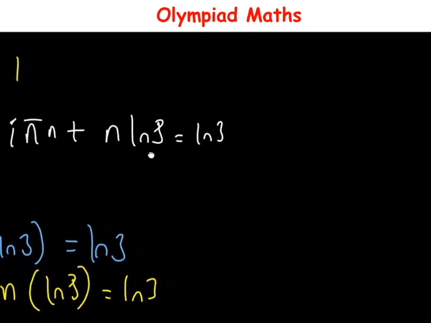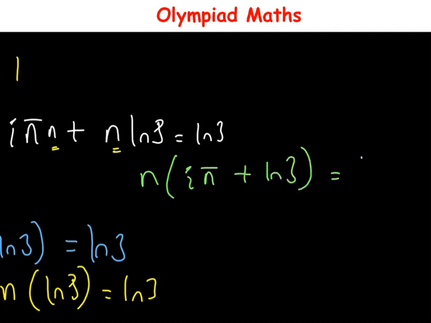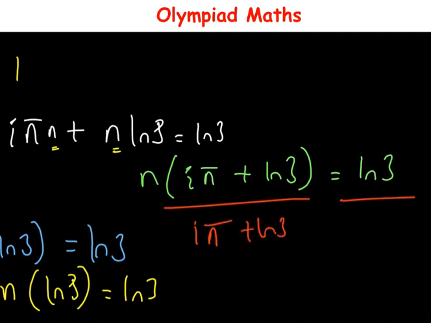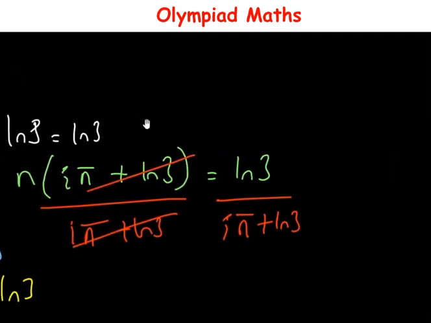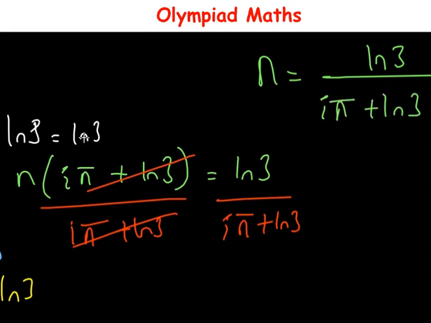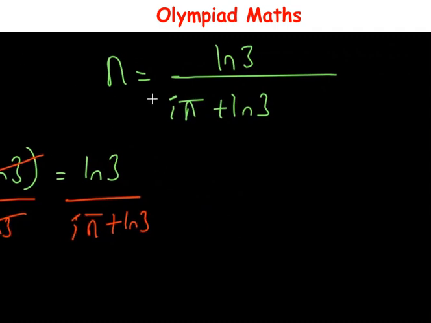So if you look at this, we have a common factor, which is n. Factorizing out n, what we have is n into brackets i times pi plus ln 3 is equal to ln 3. Such that to solve for n, simply divide both sides by i times pi plus ln 3, over i times pi plus ln 3. This divides this, and what we then have as the value of n is equal to ln 3 all over i times pi plus ln 3. With this, we have gotten the final solution for the value of n with the second method.